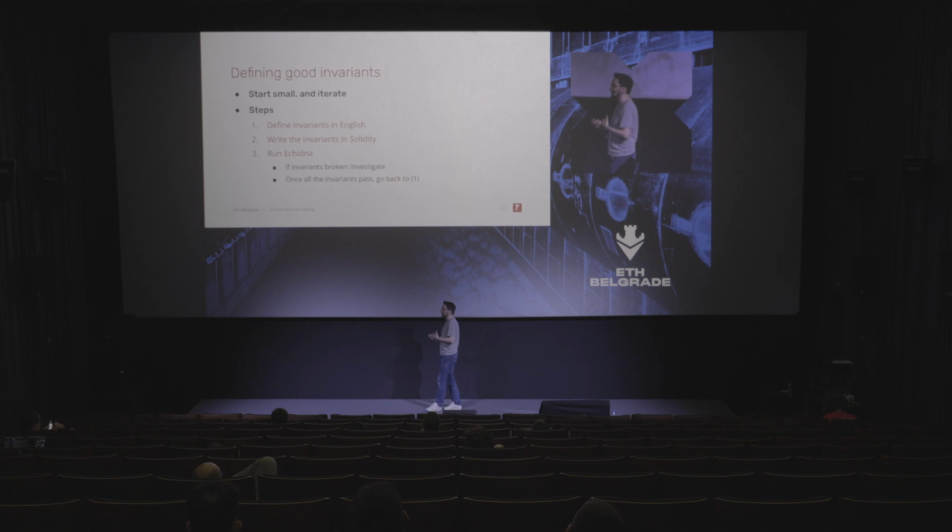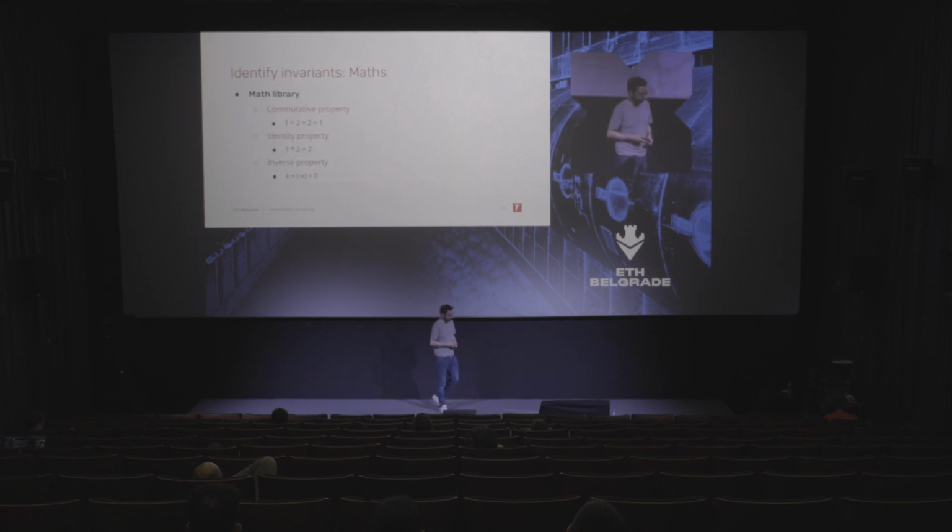So you start with an English specification, you write the Solidity code, you run the fuzzer, and either it passes, and then you can go back to the English definition, or it breaks, and if it breaks, either you found a bug, which is great, or your invariant was false. And from practice, when you start writing invariants, it is likely that some of the invariants that you are going to write are actually not correct. You might have assumptions about the behavior of your program, but these might be false.